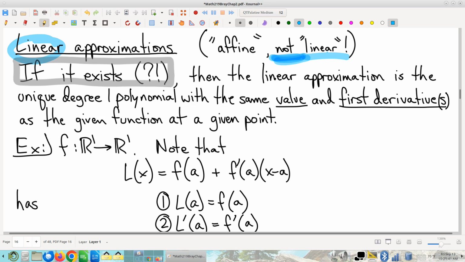It's a little silly, but I'm going to explain in a bit why they're called linear approximations. There's actually a reasonably good point there. Side note, there's something called affine. Y'all don't need to worry about that. So I'm going to start by saying, let's assume that a linear approximation exists.